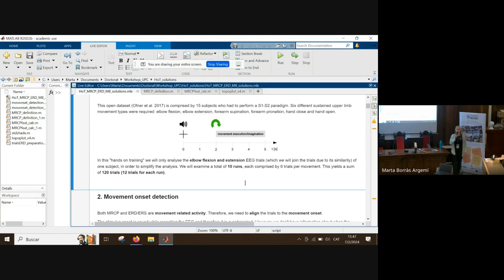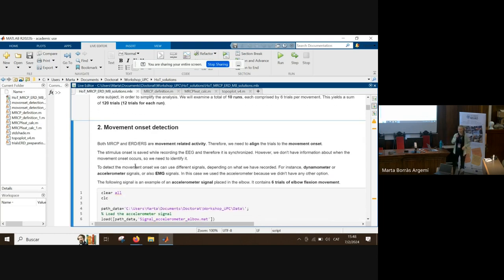Today we will analyze only one subject with 10 runs and only 2 movements, which will be elbow flexion and extension. We will join these 2 movements and analyze them together because we have already seen before that the analysis of both of them gives more or less similar results. So we will join them in order to obtain more trials. In total, we will have 12 trials for both movements for each run. So we will have 120 trials. This will be important information afterwards.